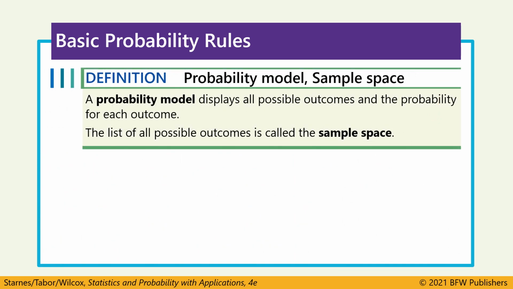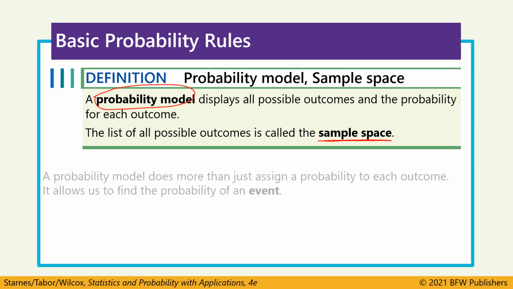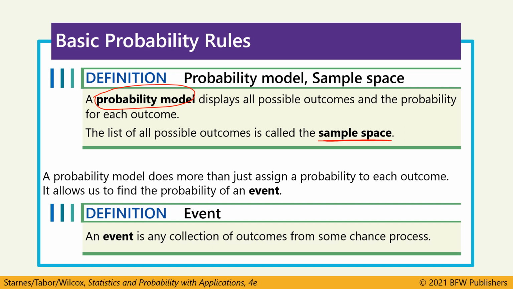Before we get into some actual problems, here's some key terminology that's going to come up again and again in this chapter. A probability model is anything that describes all the possible outcomes for some situation along with their corresponding probabilities. All of those outcomes together are called the sample space. That just tells us everything that can happen. And one other key term is an event, which is just any collection of outcomes from our situation.